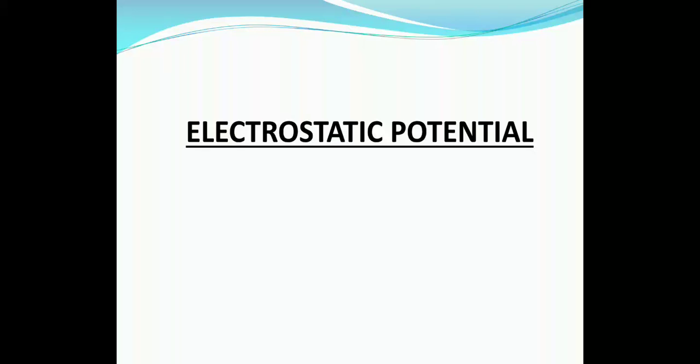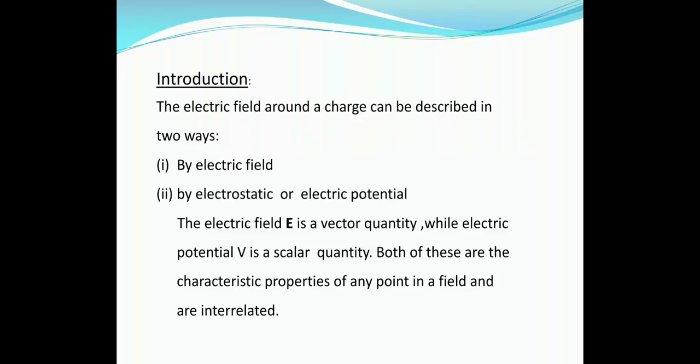Today's topic is electrostatic potential. The electric field around a charge can be described in two ways: by electric field, or by electrostatic or electric potential. The electric field is a vector quantity while electric potential is a scalar quantity. Both of these are characteristic properties of any point in a field and are interrelated.